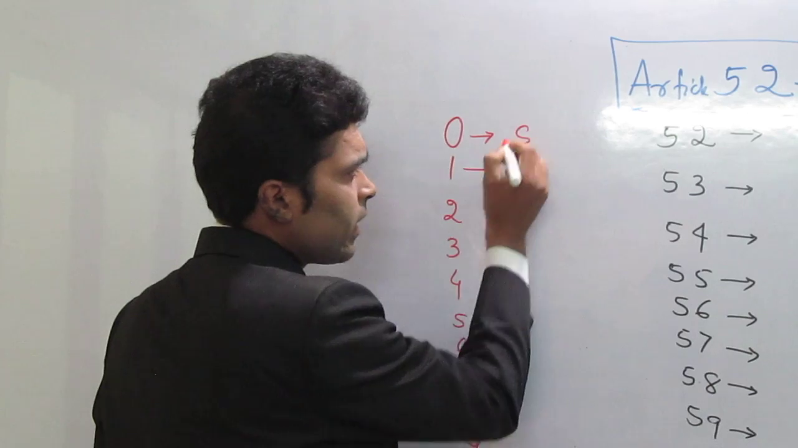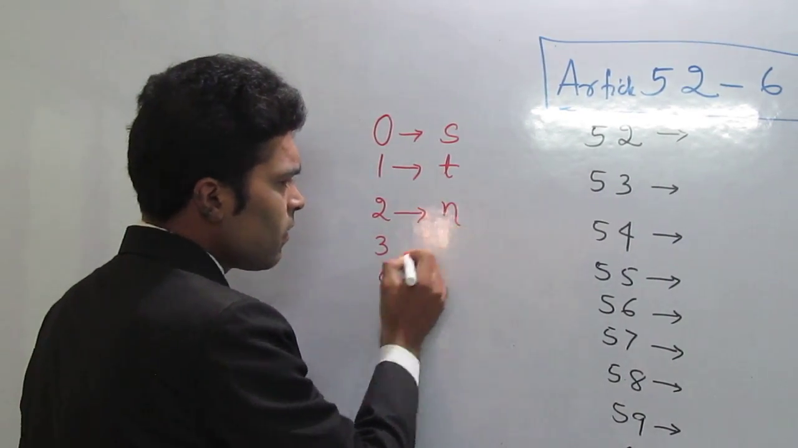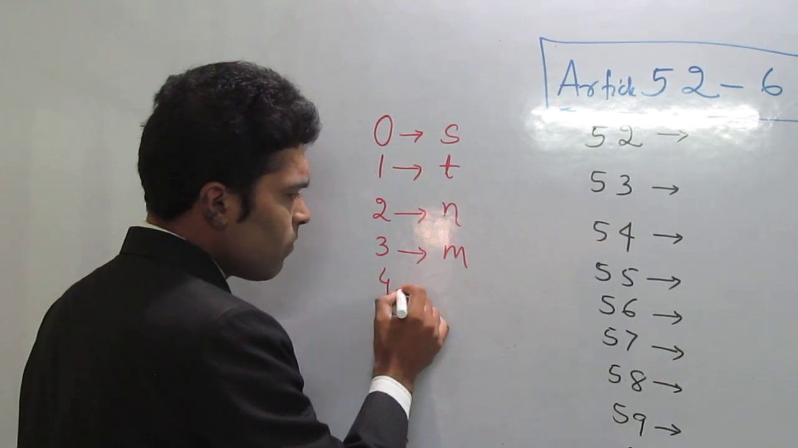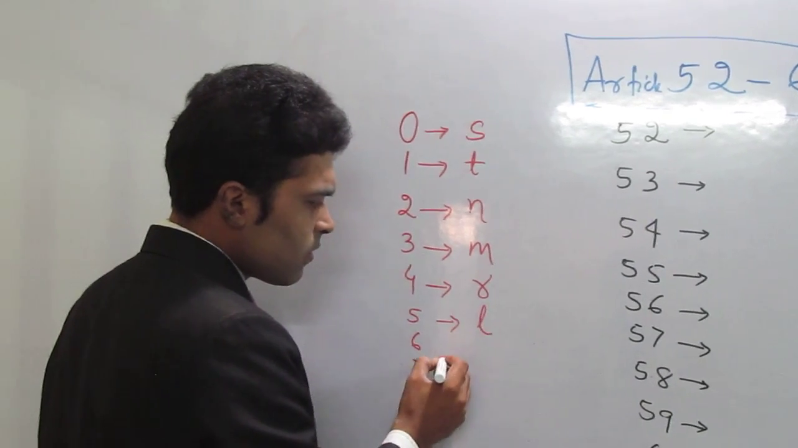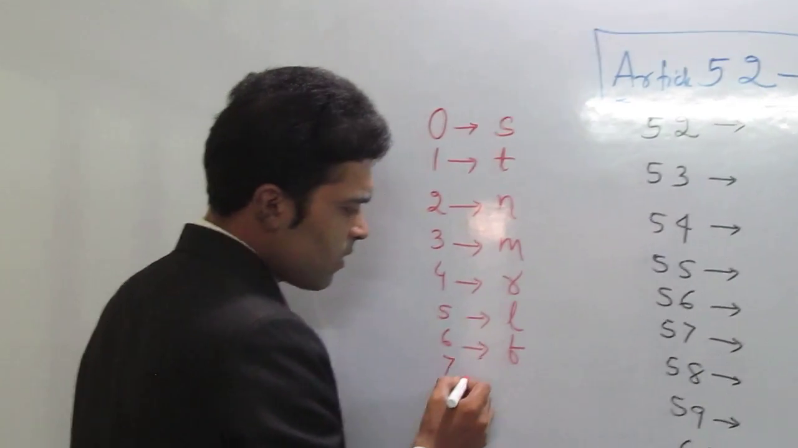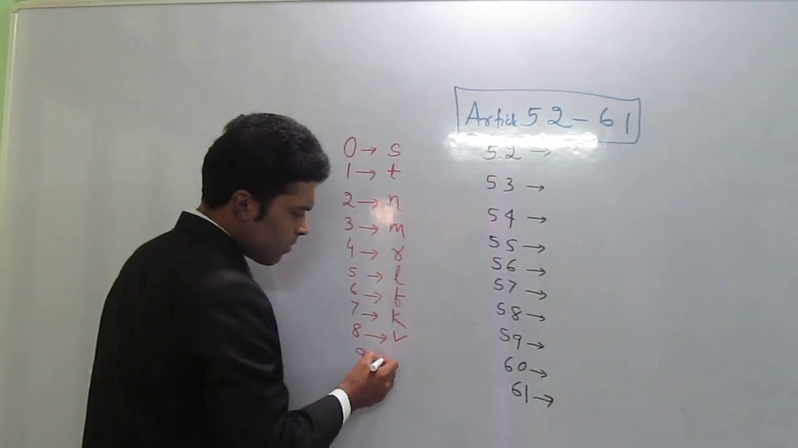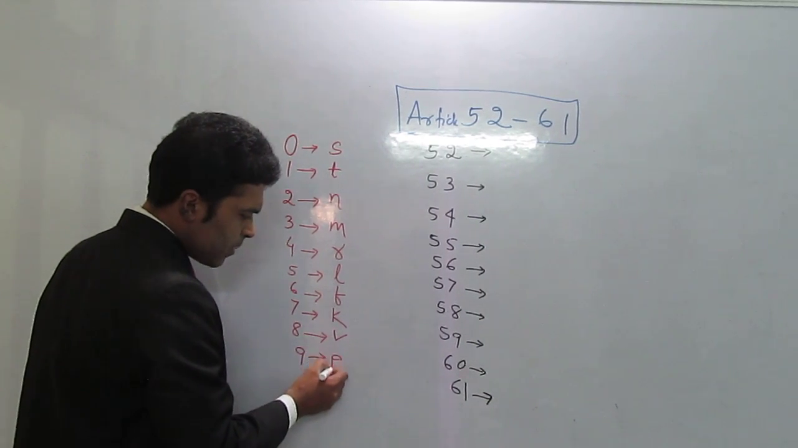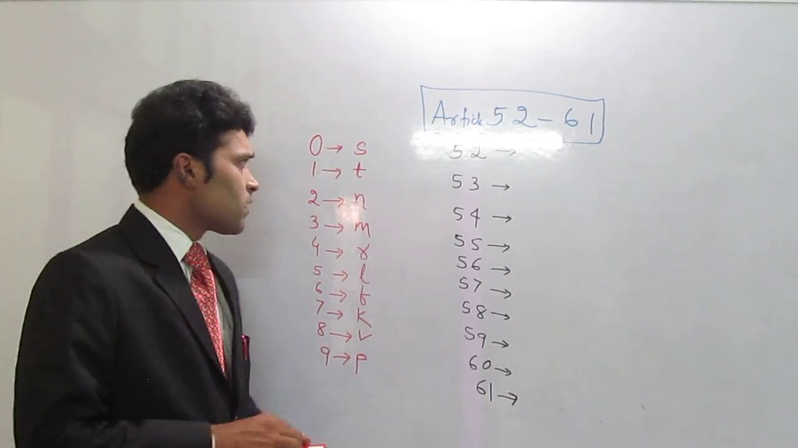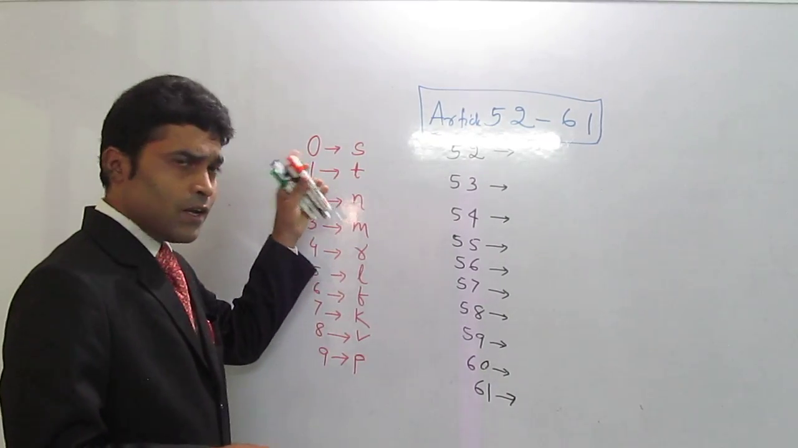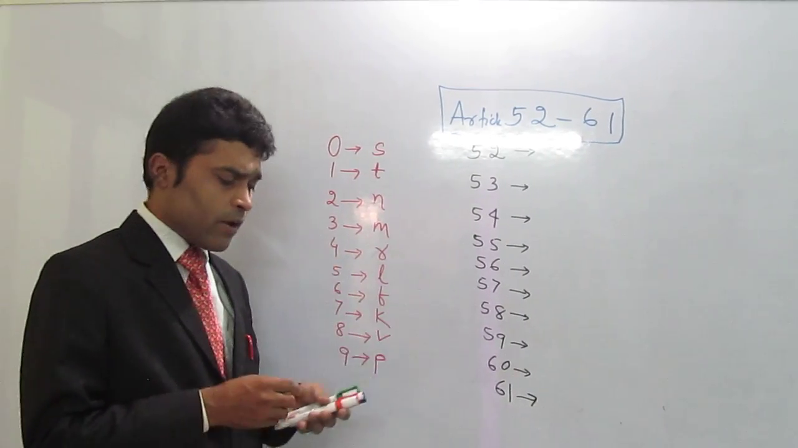For 0 I have taken S, for 1 I have taken T, for 2 I have taken N, for 3 I have taken M, for 4 that is you may say R, for 5 that is L, for 6 that is F, for 7 I have taken K, for 8 I have taken V, and for 9 I have taken, you may say, P. You may be thinking why I have taken all these letters.